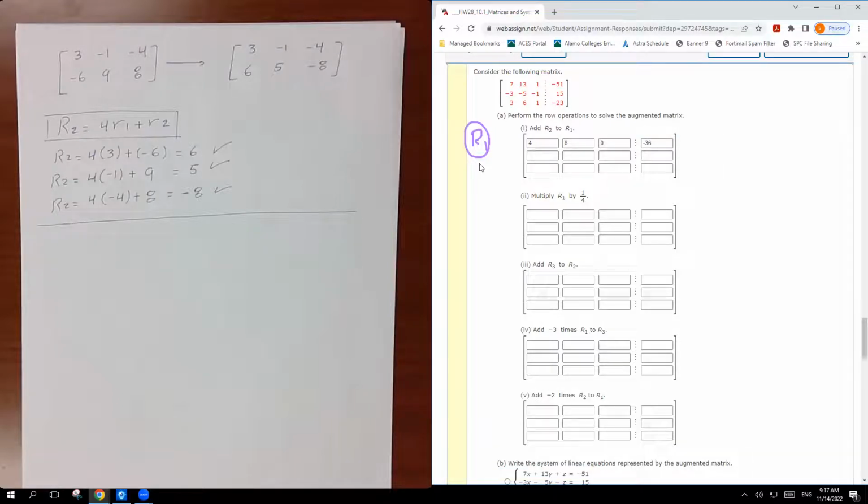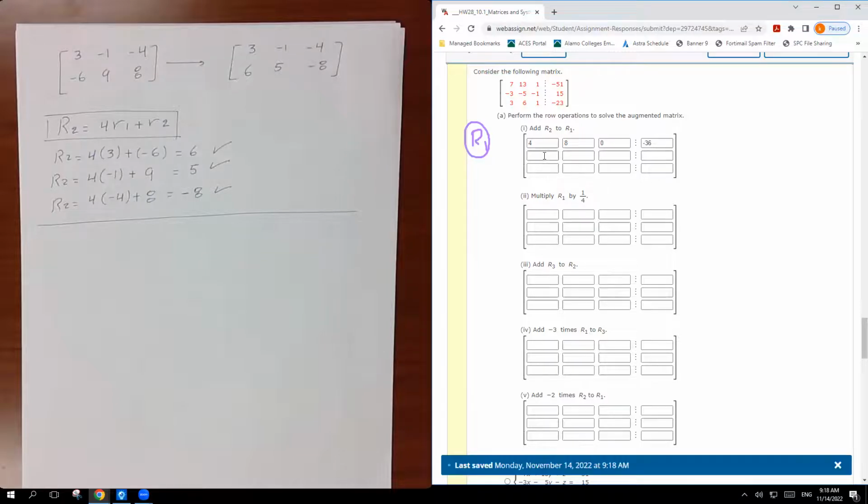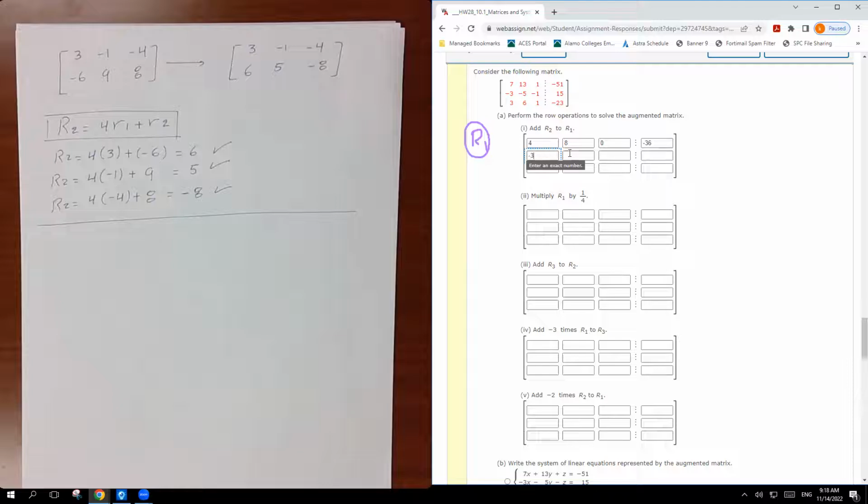We get a new R1 by adding R2 with R1, and the change is going to be on the first row. That means the second row and the third row are going to be the same. So -3, -5, -1, and we're going to put 15 here because we got a new R1, and 3, 6, 3 here, 6, no, here's 1, and -23. Because our change is going to be only on the first row. We got a new R1.